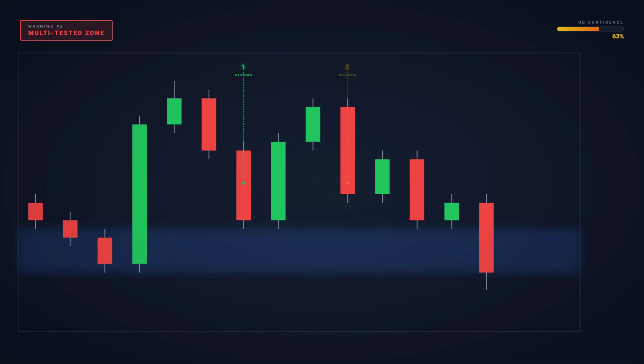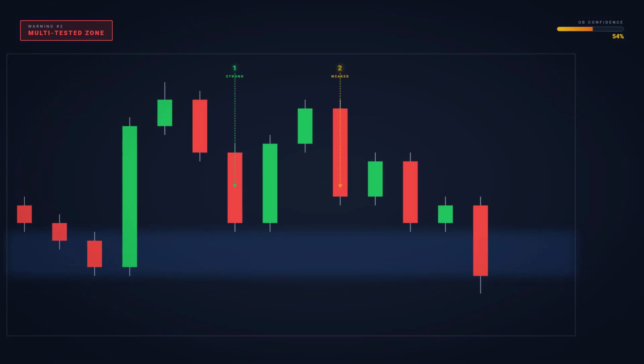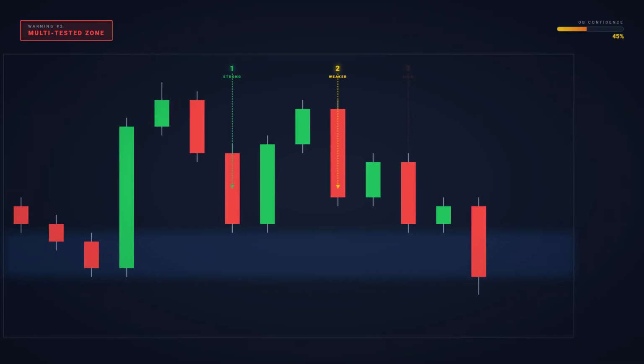On the second test, the institution may add to its position, but with less size. On the third test, a portion of the original interest may have already been satisfied. By the fourth or fifth test, the zone has been so thoroughly mitigated that the institutional memory of it has largely faded, and the reaction, if there is one, is unlikely to be meaningful.